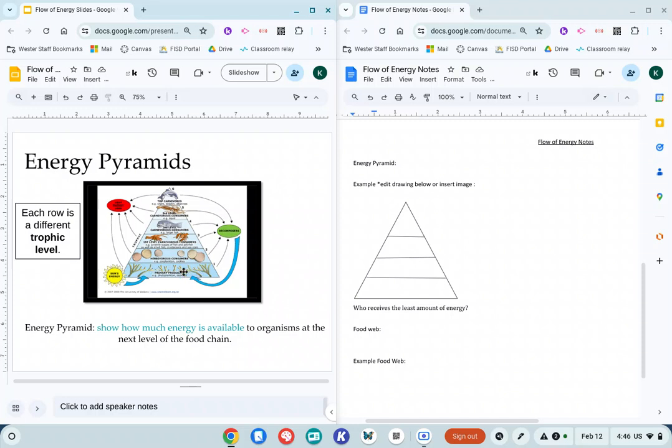So at the very bottom, we have our producers. Then we have our primary consumers, secondary consumers, tertiary consumers, and then we have a couple extra here. This is a very detailed energy pyramid. But anyways, what does it show? It shows how much energy is available to organisms at the next level of the food chain. So it shows what percentage is capable of being passed up and up and up. And of course, there's only a few guys at the top.